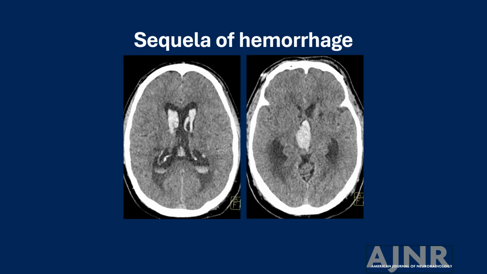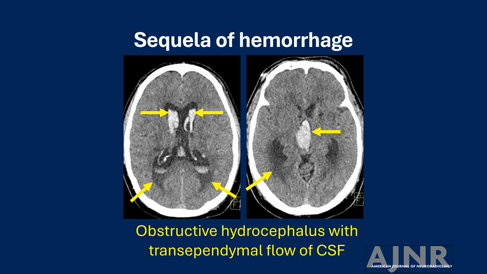Now that we have discussed the different types of hemorrhage, let's discuss the sequela of hemorrhages. In this case, we can see that there is blood extending into the bilateral frontal horns of the lateral ventricle, as well as the third ventricle. The ventricles are overall enlarged, with areas of periventricular hypodensity. This is an example of obstructive hydrocephalus with transependymal flow of CSF.